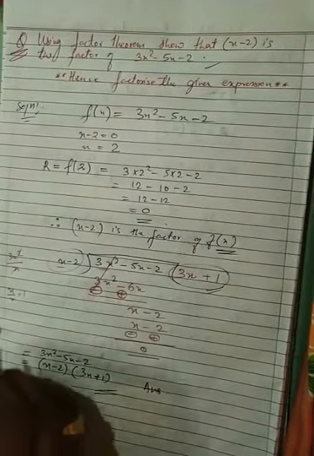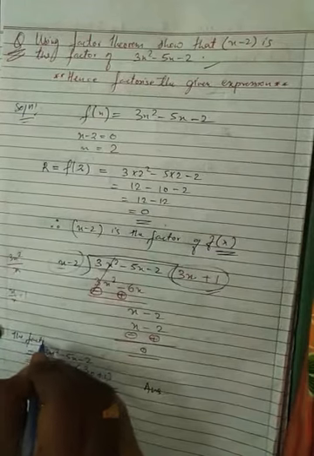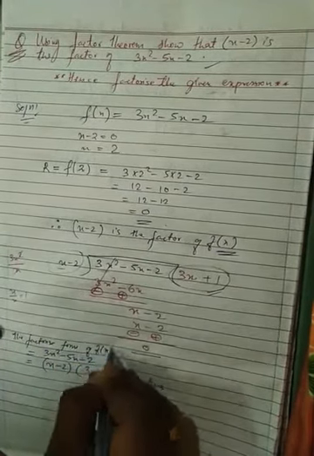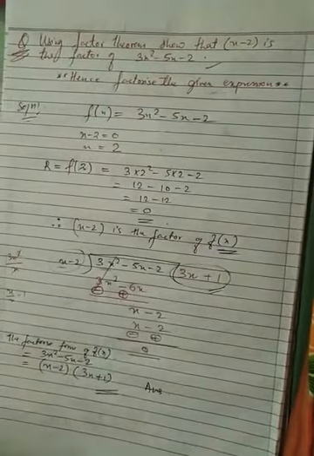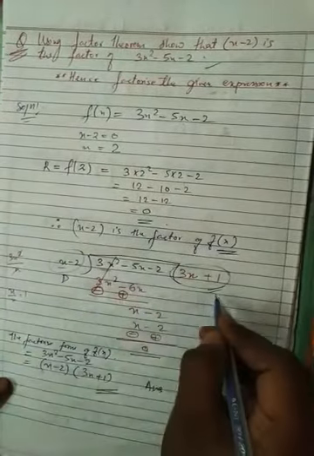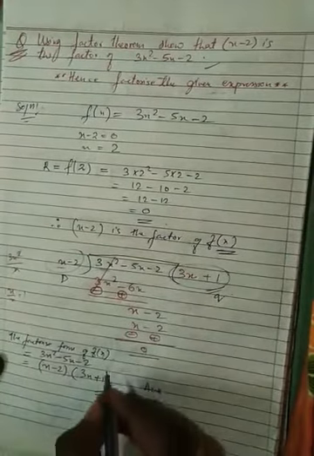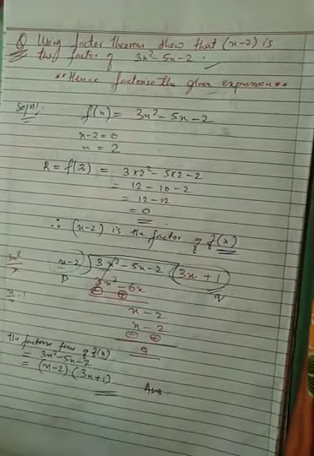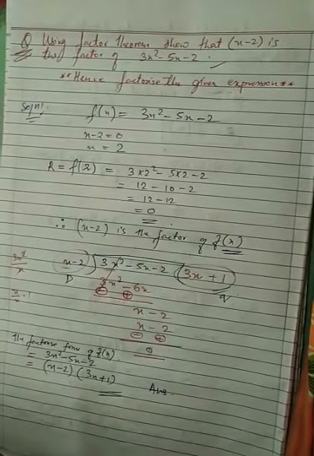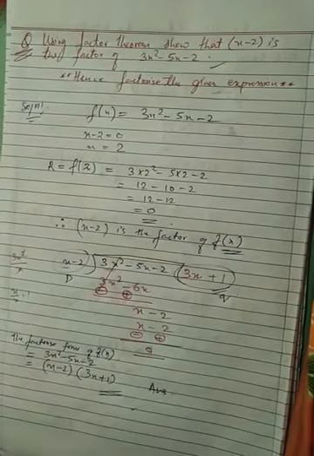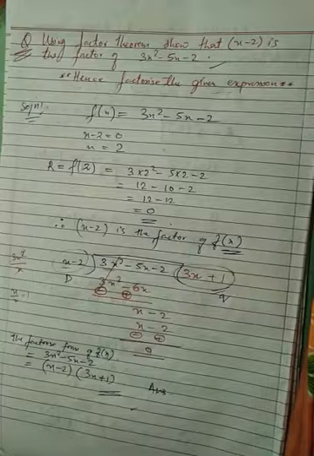So you can write: hence, the factorized form of f of x will be what? f of x was 3x square minus 5x minus 2. We multiply the divisor and the quotient. That is, in the multiplication form, the factorized form will be the answer. Clear? Understood? So this is a type of question which we get from the factor theorem. Now the next one we'll see.